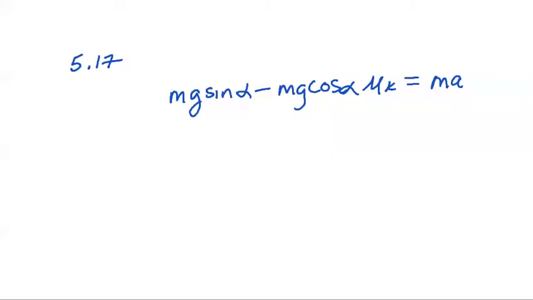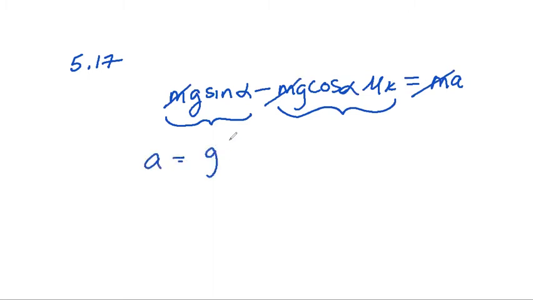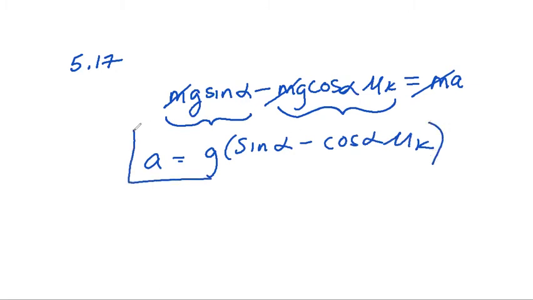And so, by the way, to explain this, this is the force pushing it down the hill, and this is the force of friction. And it's not an inertial state, so it does have an acceleration right there. All right, so now I just need to derive an expression for a. So I have an m in every term. I can cancel that. So a is going to equal g, I'll pull that out, times sine alpha minus cos alpha mu K. And you're done. There you go.